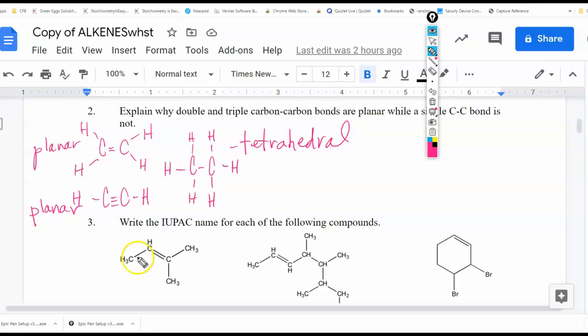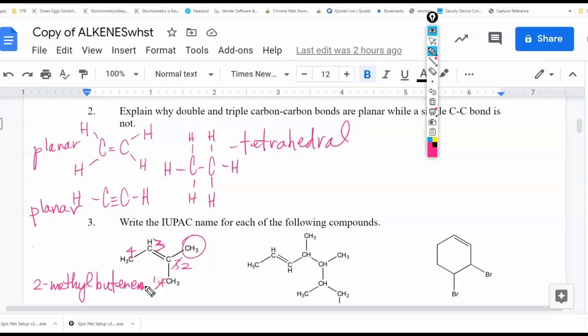This first one is an alkene with a methyl group. So this should have been named 2-methylbutene. And then this one, and I spelled butene wrong, there we go.